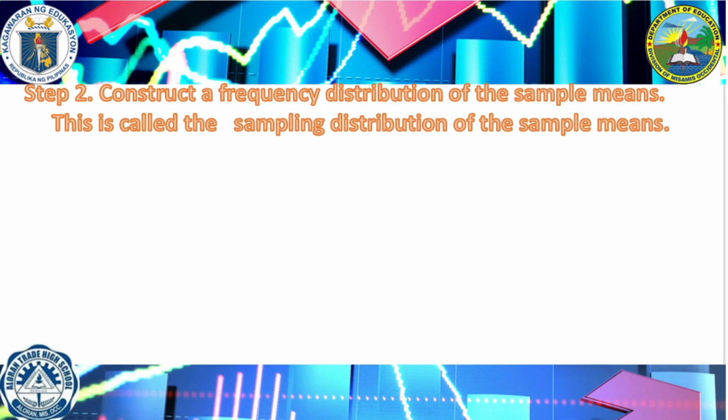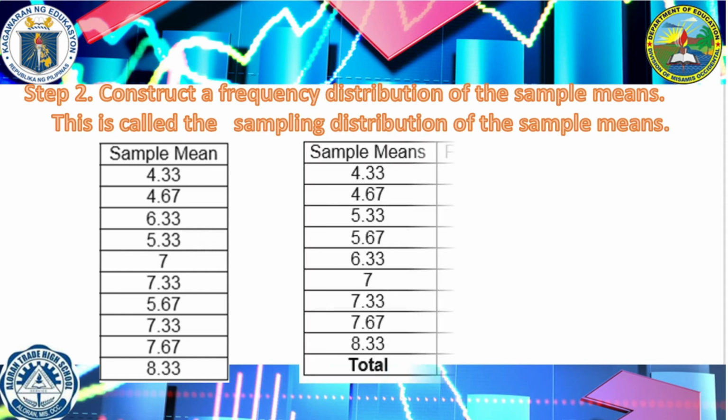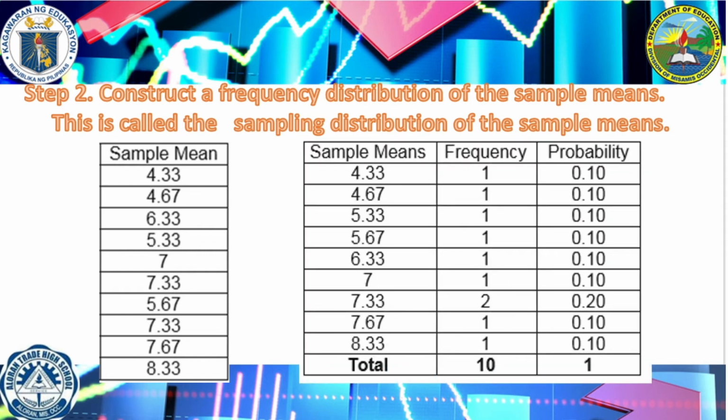Now, the next step is to construct a frequency distribution of the sample means. This is called the sampling distribution of the sample means. We only take the sample mean. Then, we make a frequency distribution. First, let us arrange the sample means from the lowest to the highest with no repetition. So, we inspect each of these and make a frequency, which means the number of times that it occurs.